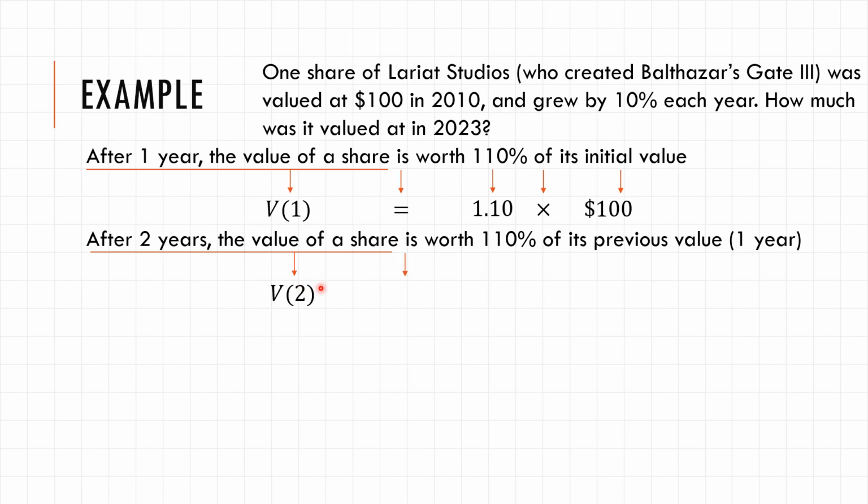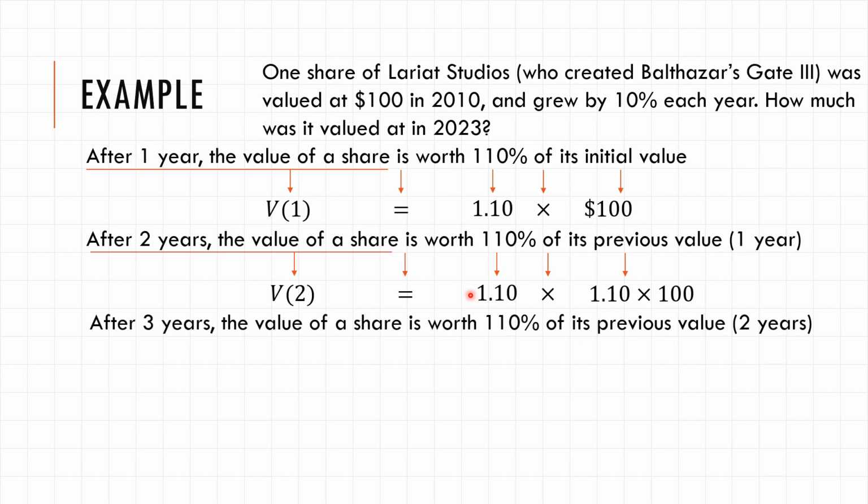The value after 2 years is 110% of its previous value, and its previous value is 1.1 times 100, or $110. So you can see here that we started at 100. That was our initial value. And then we multiplied by 1.1. And then we're multiplying by 1.1 again.